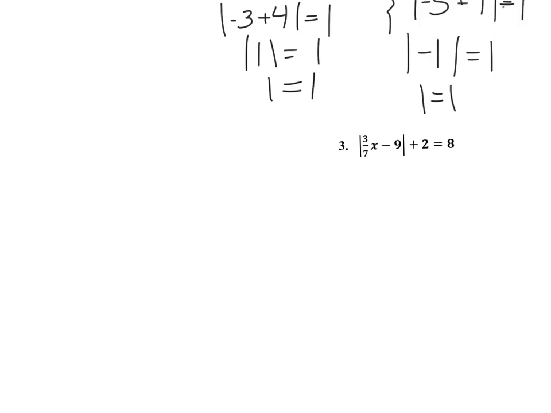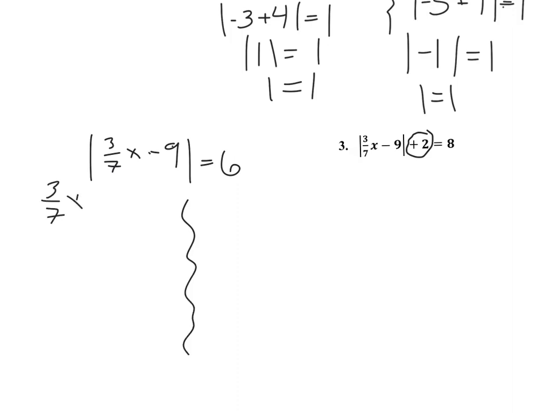First rule is to see whether or not it has the ability to be isolated. Well, this plus 2 right here is in our way. We got to go ahead and move him to the right-hand side. So in order to do so, we subtract. And so I'll go ahead and write my work over here so I have more space. I've got absolute value of 3 over 7 x minus 9 is equal to now 6, because I subtracted 2 to the other side. Now we're going to split it down the middle, and I have 3/7 x minus 9 is equal to 6, and 3/7 x minus 9 is equal to negative 6.